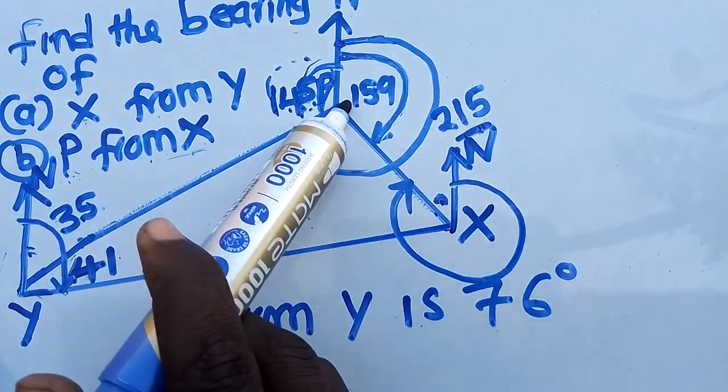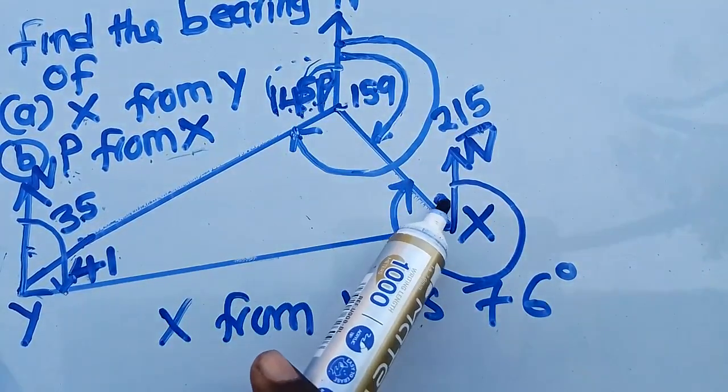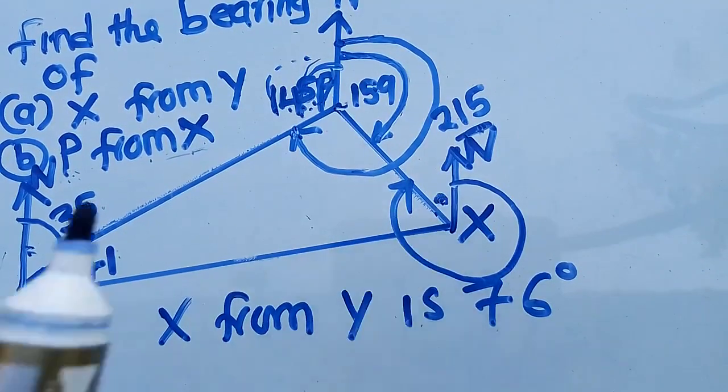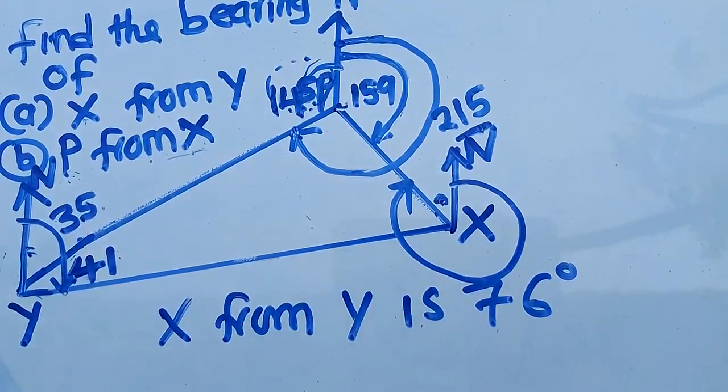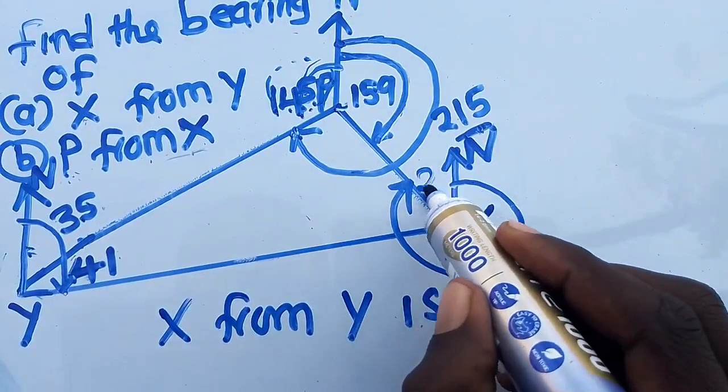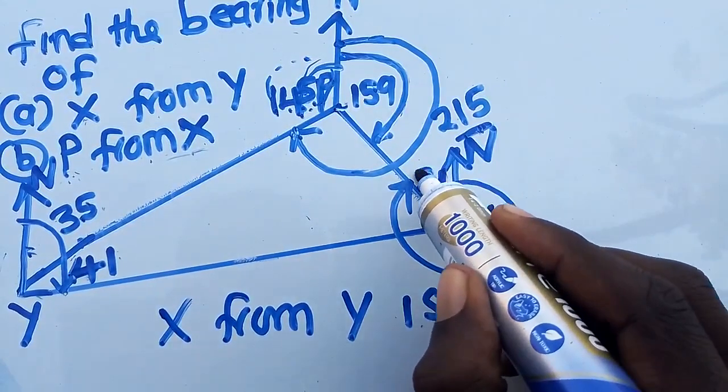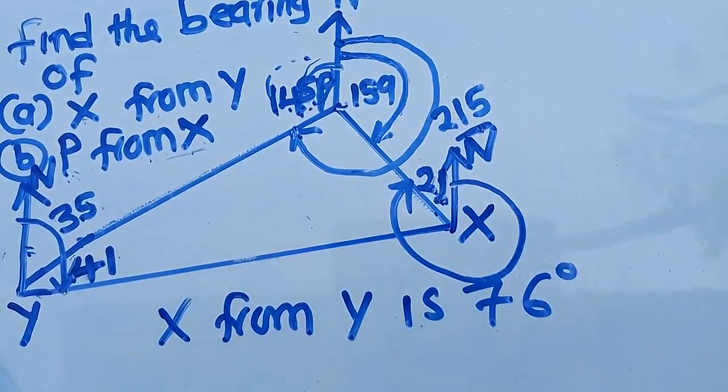This is 159. So plus this one which you don't know should add up to 180. So you say 180 minus 159. What will be your answer? 21. So here, your answer is 21. So finding this one, the bearing, you found 21.